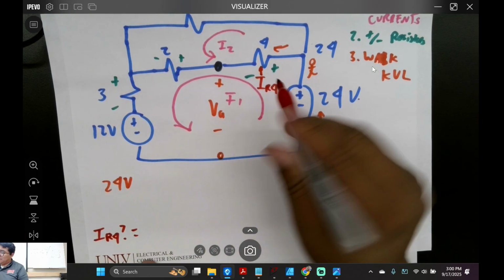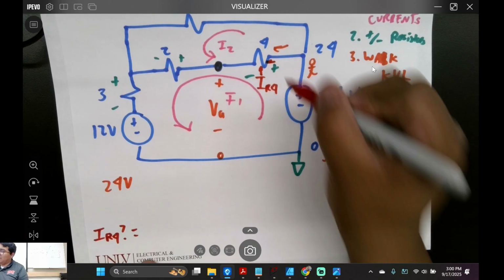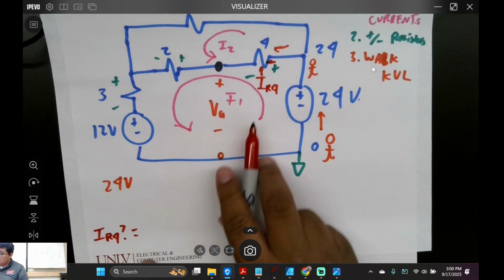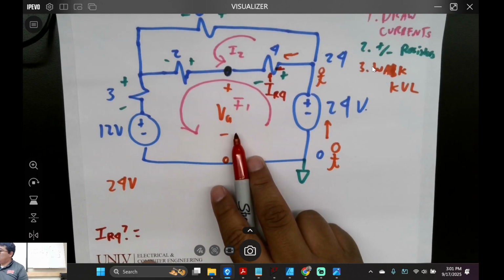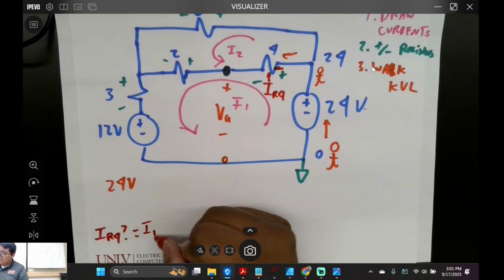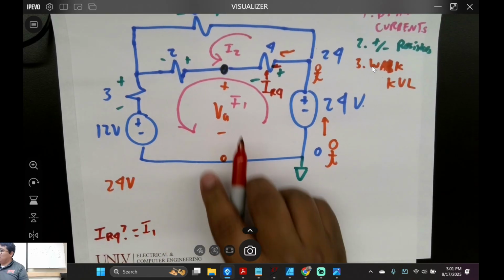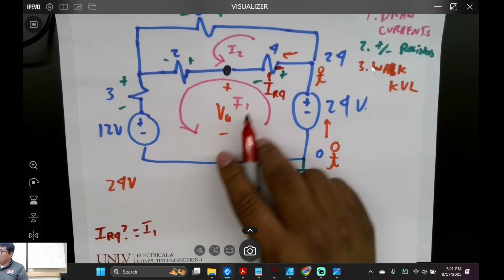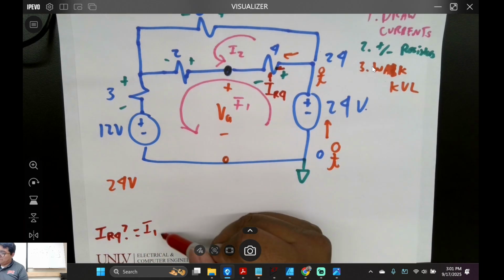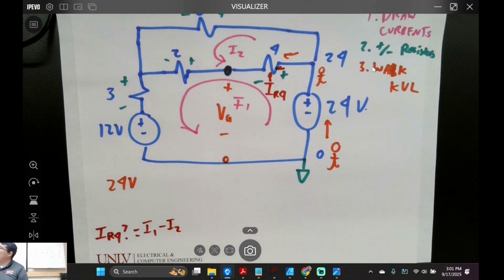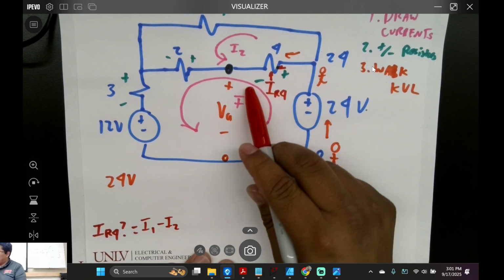So the current, if I'm defining it going this way, plus to minus, right? What's the current that's going through in terms of these loops? I1, right? The big loop right here, 1, right? What about I2? It's going against me, right? Does that make sense? So if I were to go down this, right?